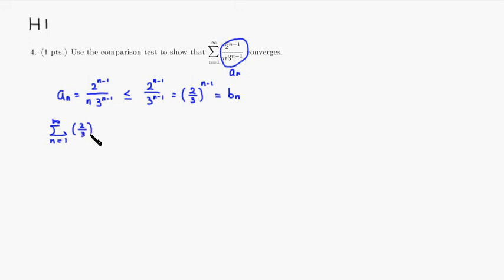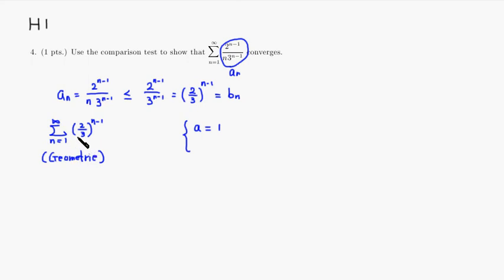2/3 raised to the n minus 1. And you notice that this is actually a geometric series. So all you really need to know is to identify a, the first term, and r. The a is going to be the first term, so you just plug in n equals 1 because that's the first term. So it's 2/3 to the 0th power. So a is actually 1.